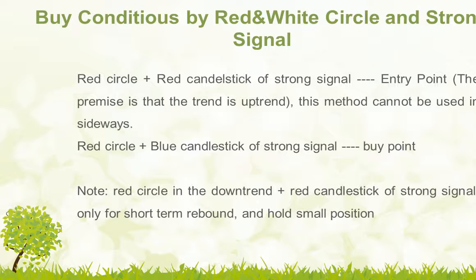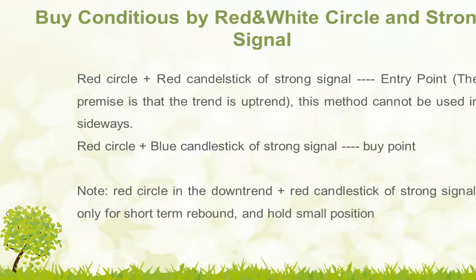Okay, so let's see how to combine the red and white circle and the strong signal. The buy conditions by red and white circle and strong signal. Firstly, you should see a red circle plus a red candlestick of strong signal means entry point. The premise is that the trend is uptrend. This method cannot be used in sideways. So you'd better confirm that the trend is uptrend. If you still see the trend is downtrend, can you use it or not? No, cannot. You should pay attention to the premise. The premise is that the trend is uptrend and it's not in sideways.